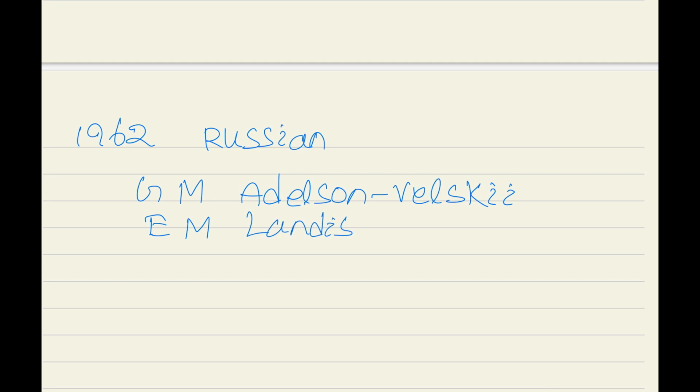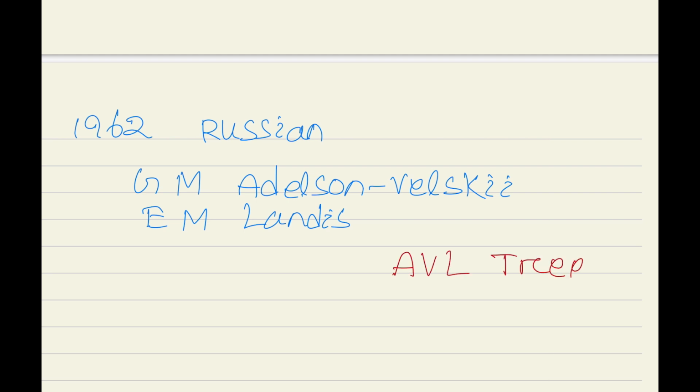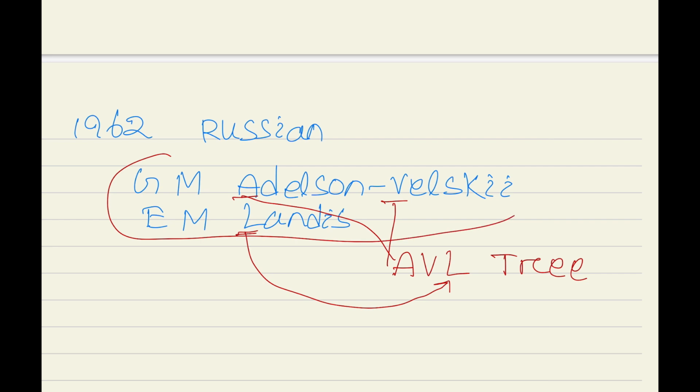created a balanced binary search tree structure that is named after these two mathematicians. The name of the tree is AVL tree. This A and V come from Adelson-Velsky, and L comes from Landis. So, the two mathematicians developed one balanced binary search tree, and that is the AVL tree.